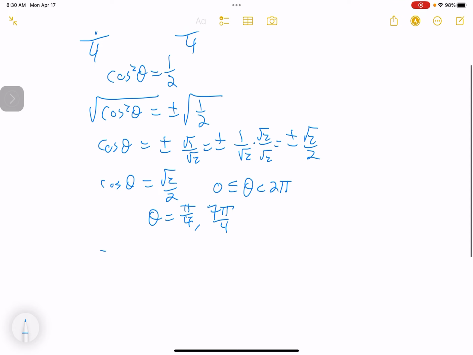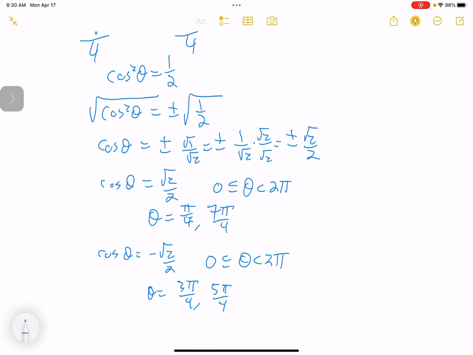And then we want to find out where cosine of theta is negative square root of 2 over 2. So 0 less than or equal to theta less than 2 pi. So on that interval, this occurs when theta is 3 pi over 4 and 5 pi over 4. So these and these are the solution to that equation. Let me make that equation true.